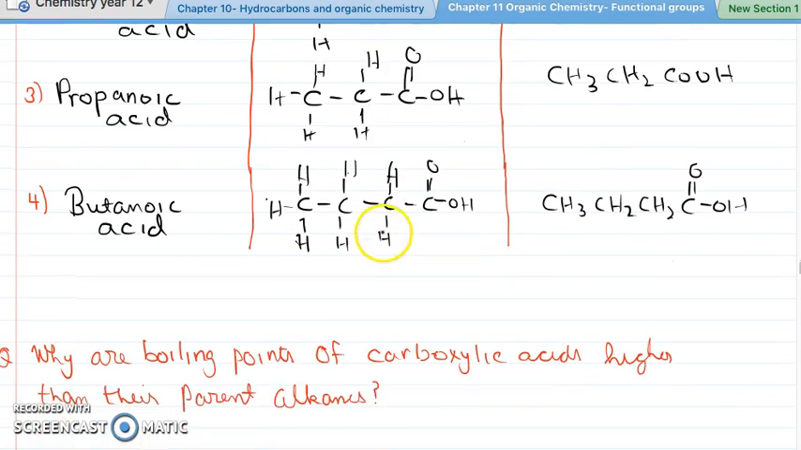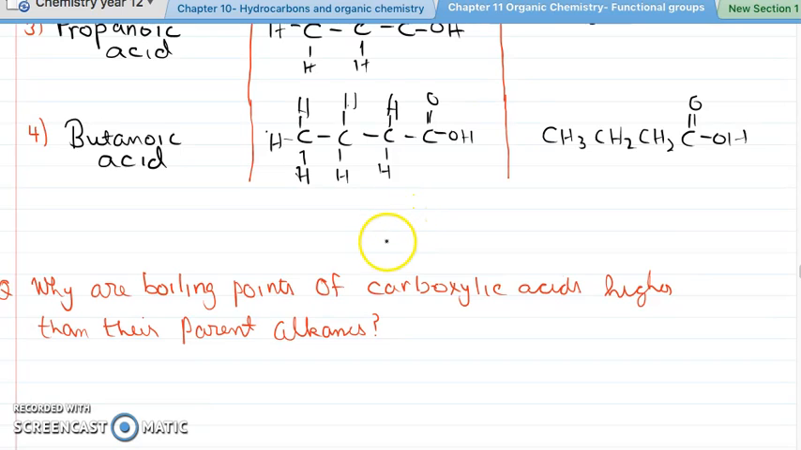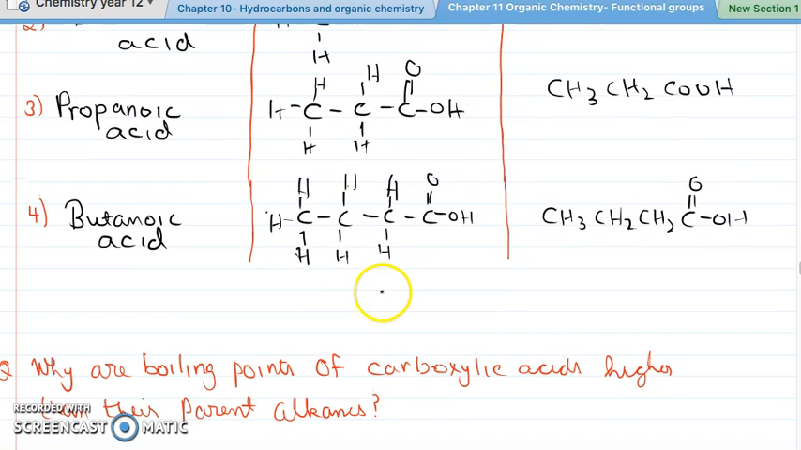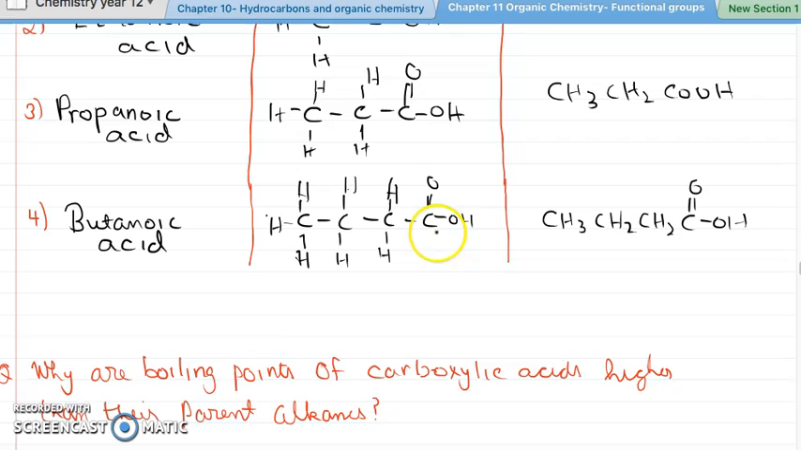Now, I have a question here which I really would like you to think about. The question is, why are the boiling points of carboxylic acids higher than the parent chain alkanes? So, as you think over it, I'll give you some time to think over it, and we'll continue this in the next video. Thanks.